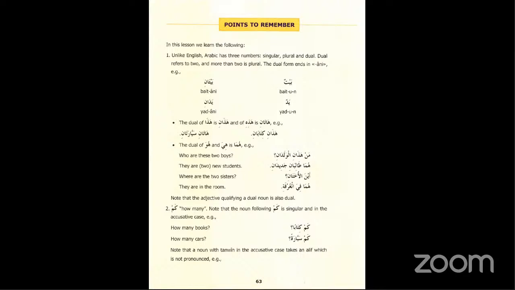Note that the noun following kam is singular and in the accusative case. For example, kam kitaban, how many books? Kam sayyaratan, how many cars? Note that a noun with tanween in the accusative case takes an alif which is not pronounced.